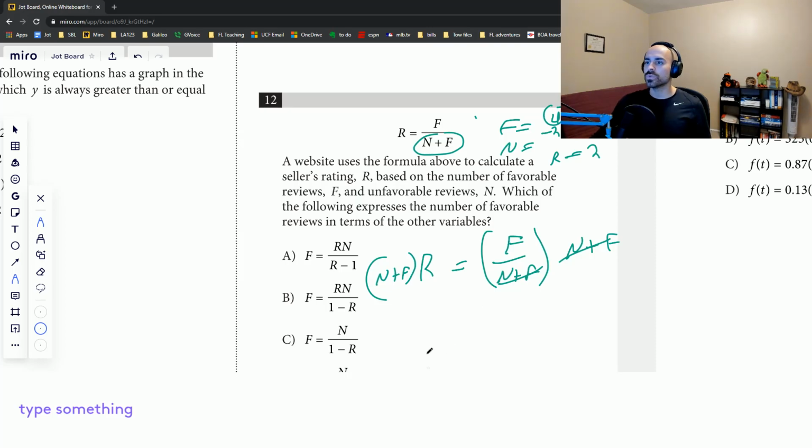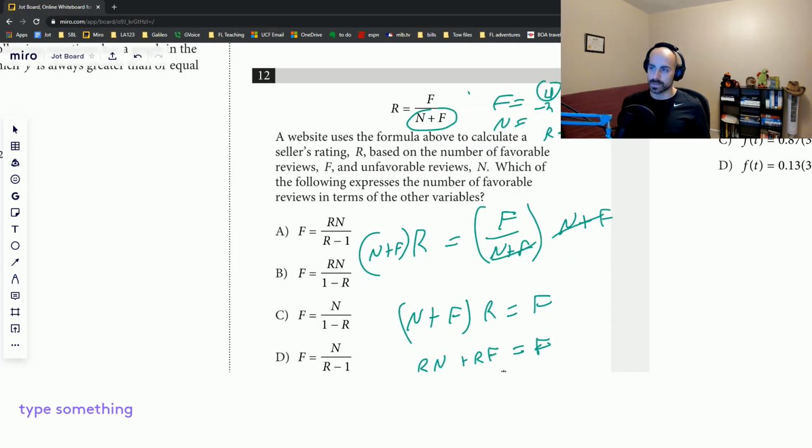And do we want to distribute that r? Well, remember, I want to get f by itself. So the question is, can I get f somehow over to this side without having to distribute? And the answer is no, and that's why we know we want to distribute. So this now becomes Rn plus Rf equals f.